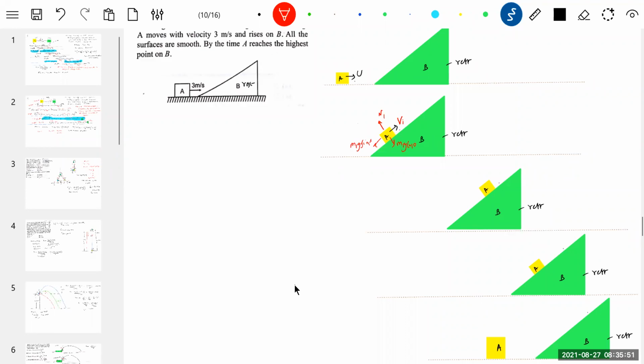And it will have some velocity with respect to the wedge, so with respect to ground it will have some velocity. Then N1 will also act on the wedge. And because of N1 sin theta, what do we expect the wedge to do? The wedge will start moving towards right, so this will acquire velocity, say v2.